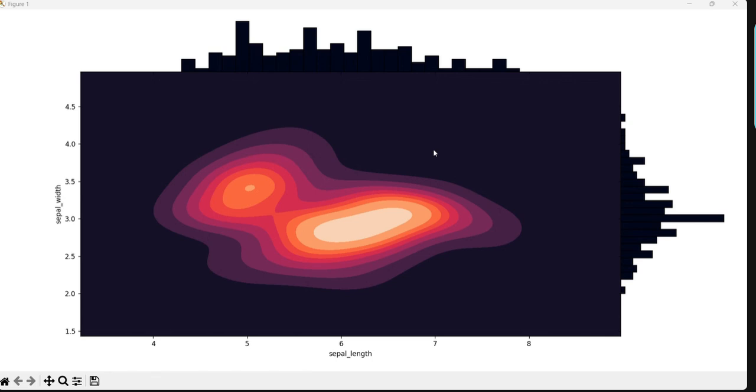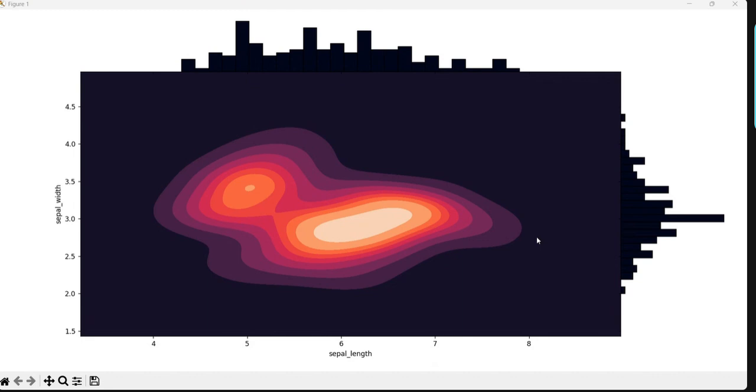So the lighter green colored centers indicate the highest density of data, meaning that most flowers in the data set have sepal measurements falling in those specific ranges. And the multimodal distribution is also there. We can see two distinct peaks, right? That means clusters, which suggests that the data set contains different groups.